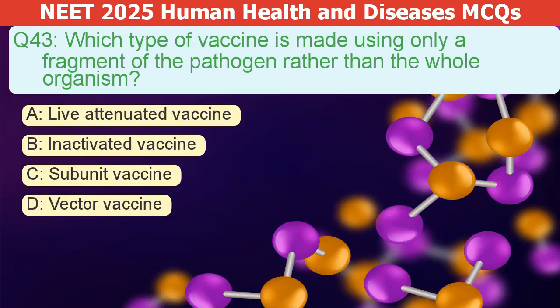Which type of vaccine uses only a piece of the germ, not the whole thing? A. Live attenuated vaccine. B. Inactivated vaccine. C. Subunit vaccine. D. Vector vaccine.